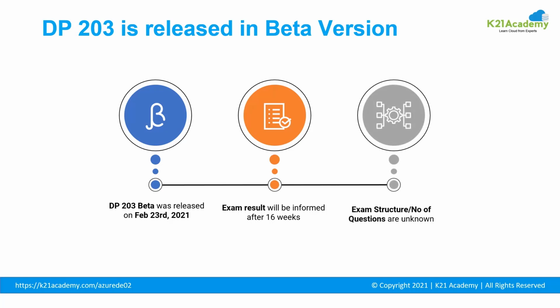We also don't know what kind of exam structure we are going to have. We don't know the number of questions. We don't know what type of questions we are going to get. What is the level of the questions? Are they going to be easy or difficult? So in the beta stage, we don't know what kind of exam we are going to face.